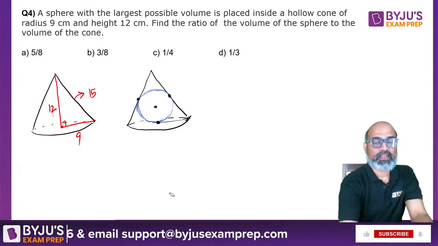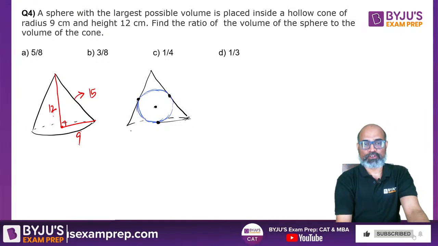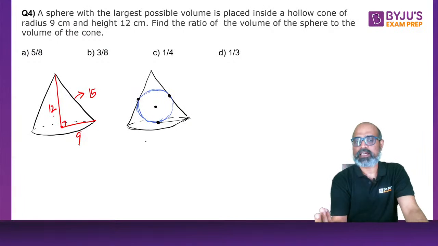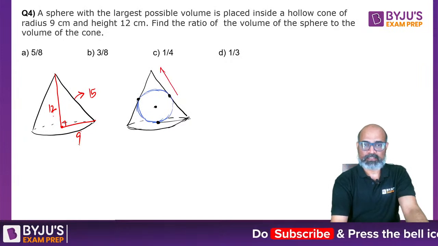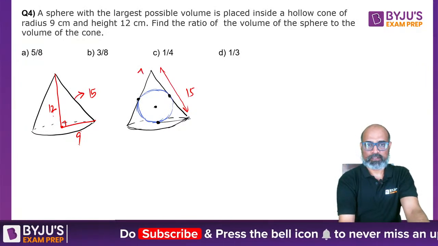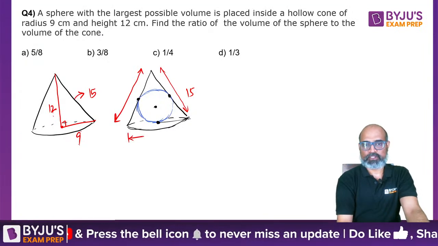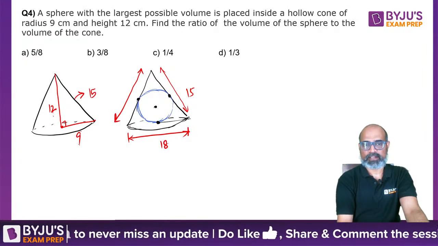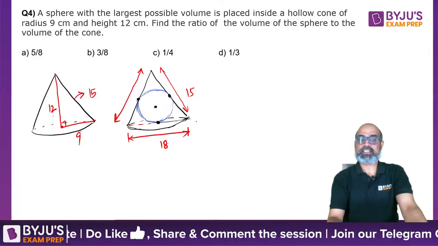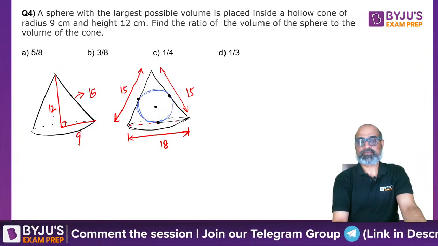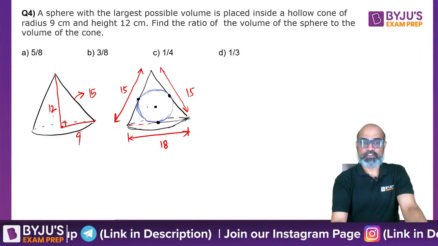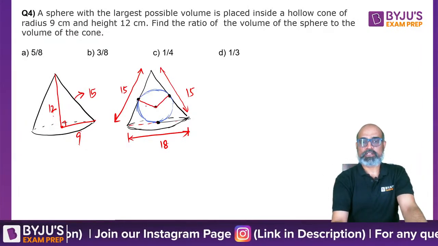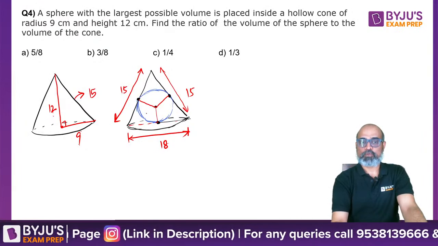Now, had this cone been a particular cone where the slant height and the diameter had been the same, it would have been very easy because this would have been an equilateral triangle. Right now, this is not, because the slant heights are 15 and 15, and the distance from this to this is 18, 9 and 9, right? So this is the diameter. So this is actually an isosceles triangle. We can find out the volume of the sphere if we can figure out what will be the radius of the sphere.